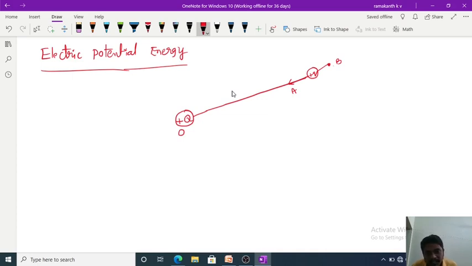So what type of force exists between plus capital Q and plus small q? There exists a repulsive force, that is called the electric force, Fe. Similar charges repel each other. Against this repulsive force we have to push plus q towards capital Q. The external force is opposite to the direction of the Coulombic or electric force. Therefore, work done.